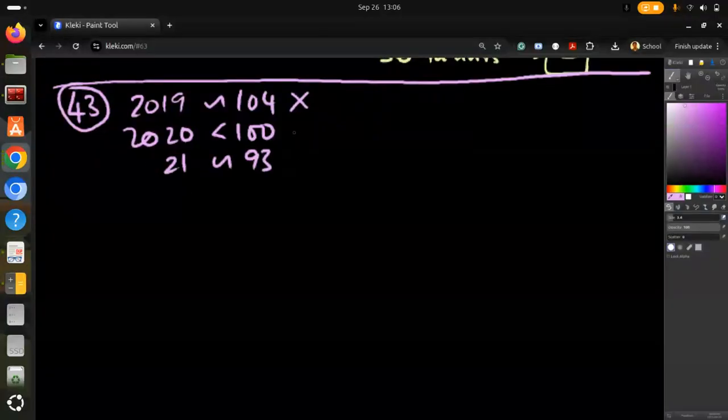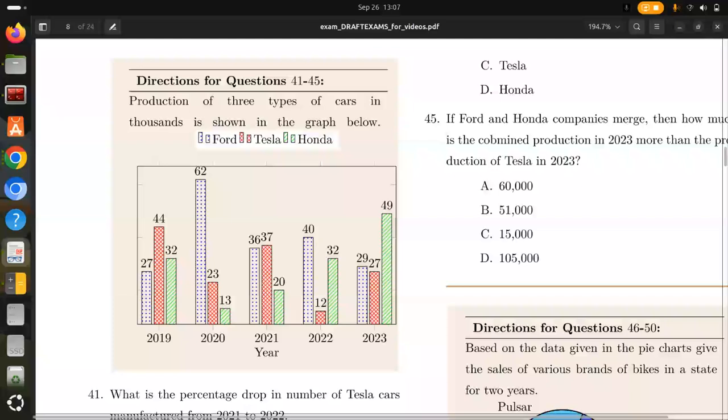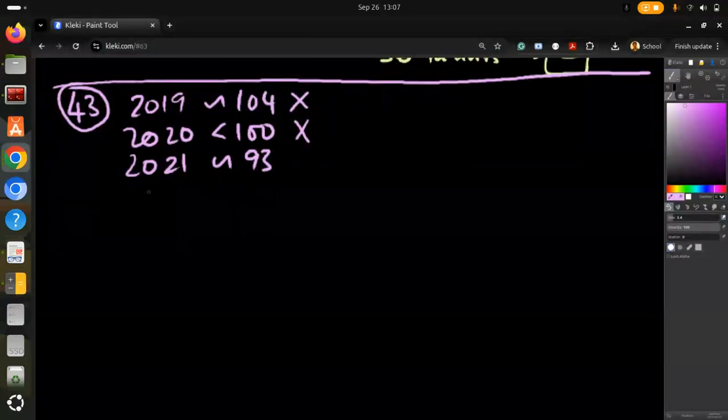Visually I'm calculating, so therefore 2020 is also out of the race. So maybe 2021 is the answer. What about 22? So 22, let us see. Total cars of all three types: 40 plus 30, 70, 80, 84. Wow. So 2022 is even lesser, about 84. In fact, I'm sure this is correct. So therefore, no longer this is the answer.